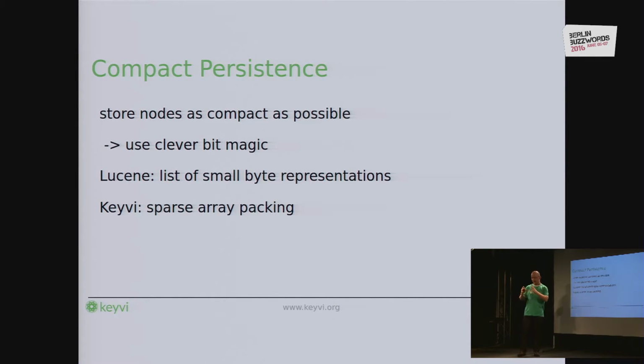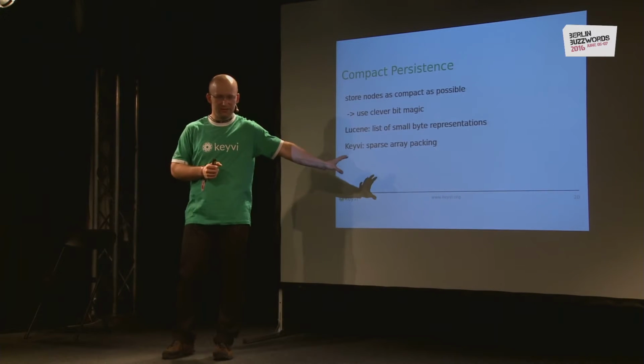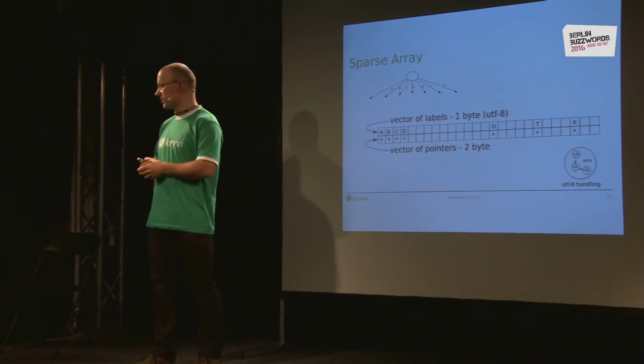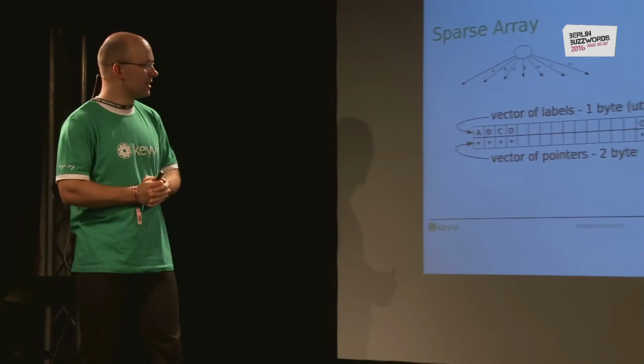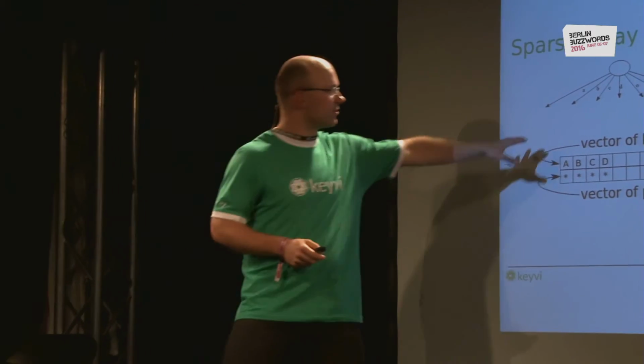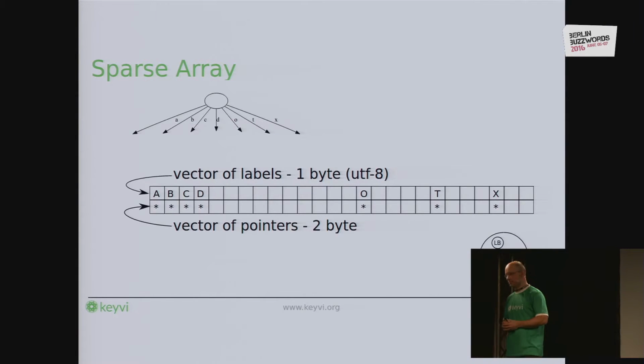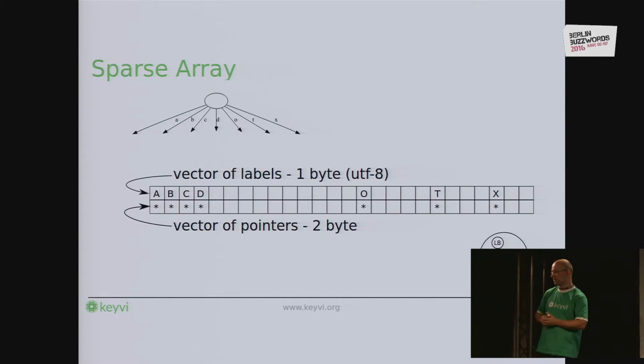Basically, what Lucene does, it persists a node as small as possible as some kind of bit vector. The difference to Keyvi is it uses the so-called sparse array packing. And I will explain you what this sparse array packing means. So you have, say, this is your state, and we put that into some representation, into a sparse array representation. A sparse array just means, okay, you have a lot of holes in your array, so a lot of zeros.